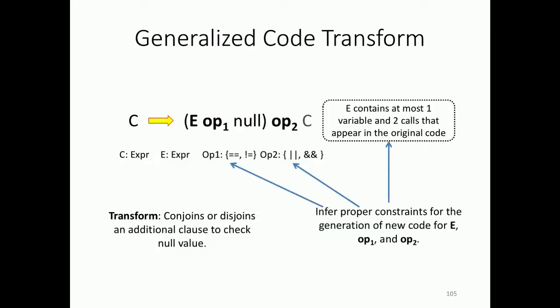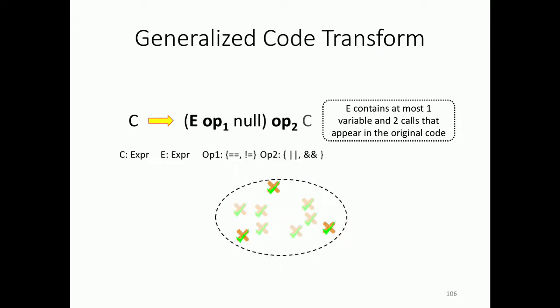Essentially, this resulting transform says that we're going to conjoin or disjoin an additional new clause to check against the null value and fix NPE errors. The generalization process also infers proper constraints for the synthesis of new code to fill in the hole represented by E, that is, the bounds on how to enumerate here. So at a high level, this resulting transform covers the 3 patches that it derives from, together with many other patches in the training set.